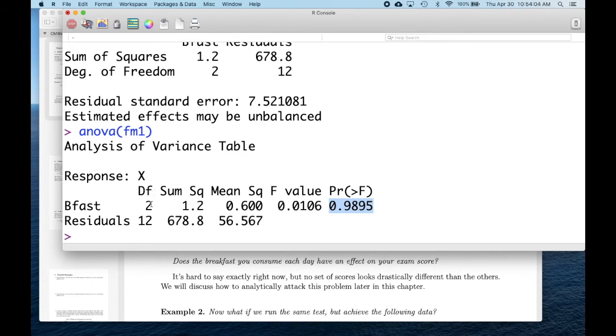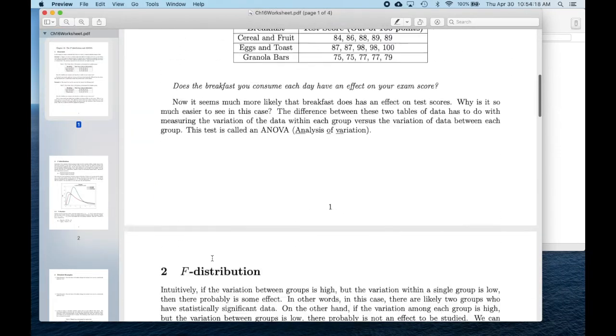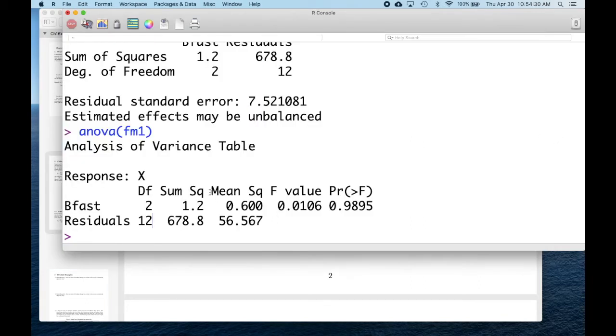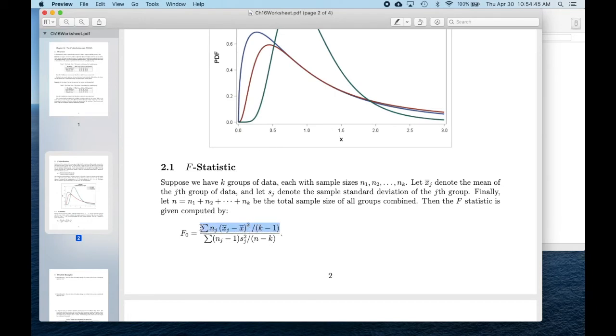So we have the degrees of freedom, so that was 2 and 12. Remember that this was the number of groups minus 1, so 3 minus 1, and the total sample size minus the number of groups, so 15 minus 3. The sum of squares refers to the values in our test statistic. So if I look at this value right here, that's the treatment sum of squares. That's the sum of squares that we get here, so 1.2. And if I take 1.2 and divide by the degrees of freedom, I get the treatment mean squares, which is this whole thing. So this whole thing is 0.6.